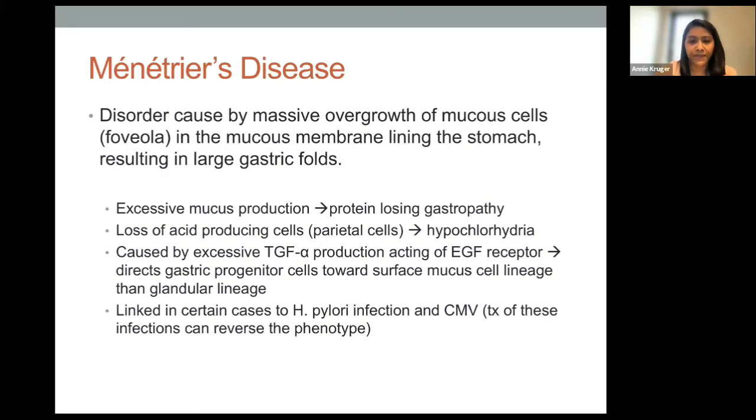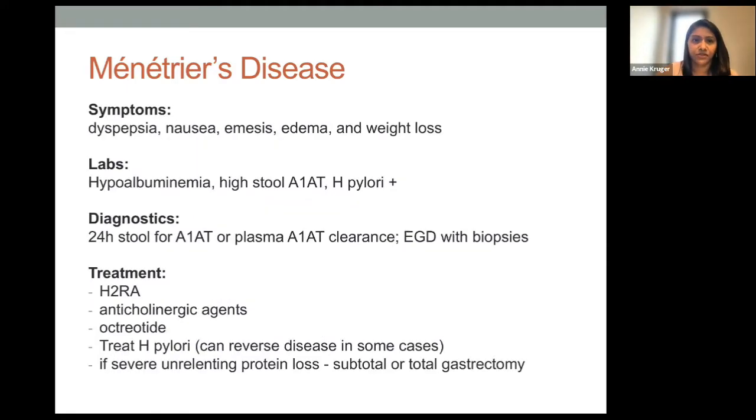The reason this happens is there's excessive TGF alpha production acting on the EGFR receptor, and that makes more of these gastric progenitor cells come towards the surface of the mucus, towards the mucus lineage, and then become more of these mucus-producing glandular cells that secrete mucus and kind of protein waste. In some cases, it's been linked to H. pylori infection and CMV, and so therefore, if you do find those infections in these patients, you're supposed to treat them, and it can actually cure their Ménétrier's disease. So that's kind of a good news.